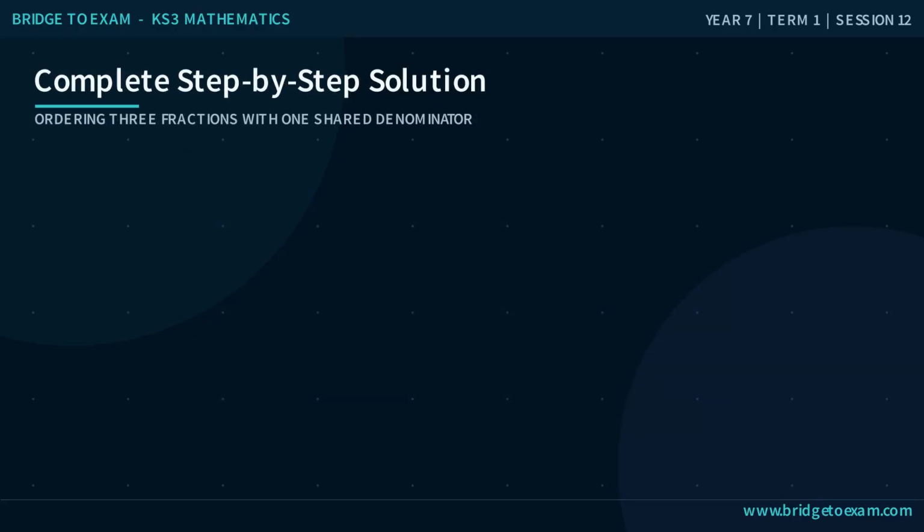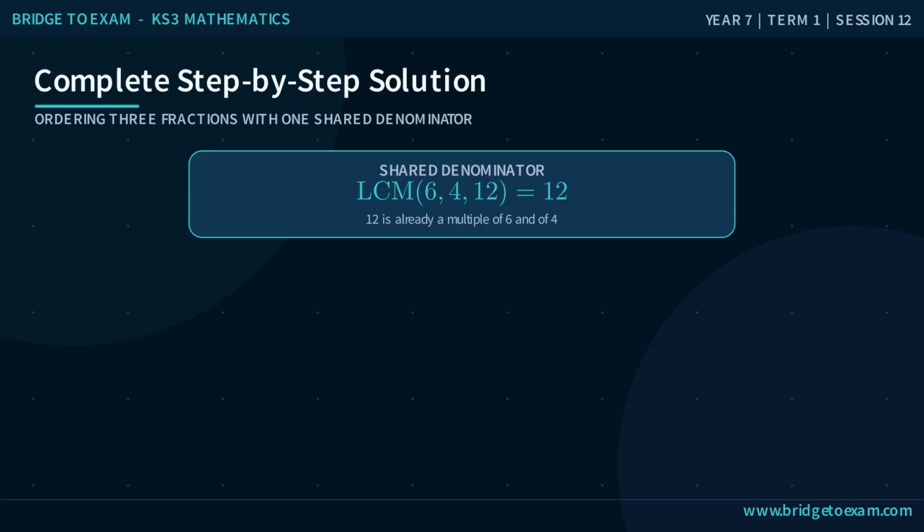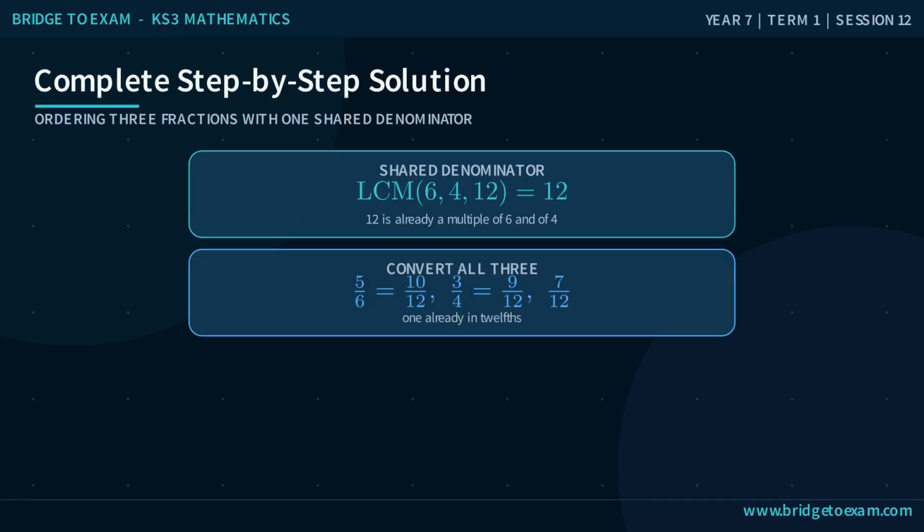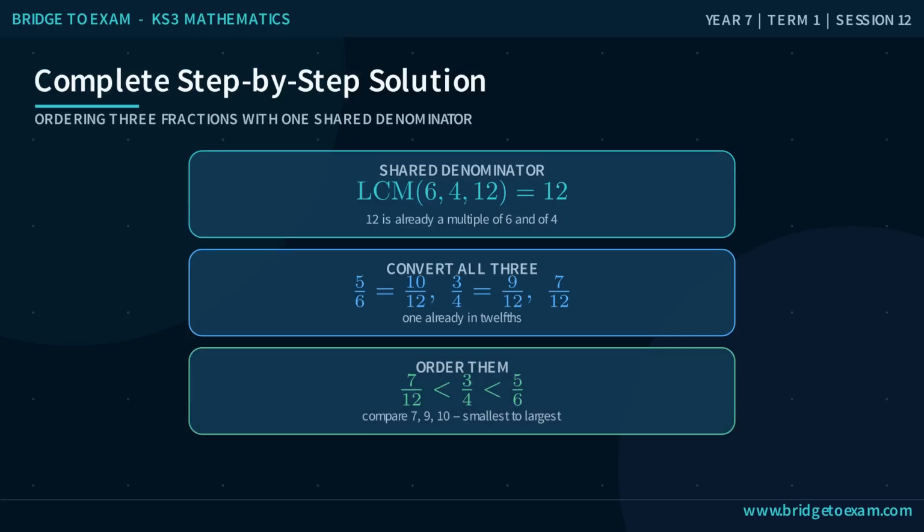Here's a complete worked example. Put 5/6, 3/4, and 7/12 in order from smallest to largest. 12 is already a multiple of 6 and of 4, so 12 works as the common denominator for all 3 fractions at once. Converting each one. 5/6 becomes 10/12, 3/4 becomes 9/12, and 7/12 is already there. Now just compare the numerators. 10, 9, 7, giving the order 7/12, then 3/4, then 5/6.